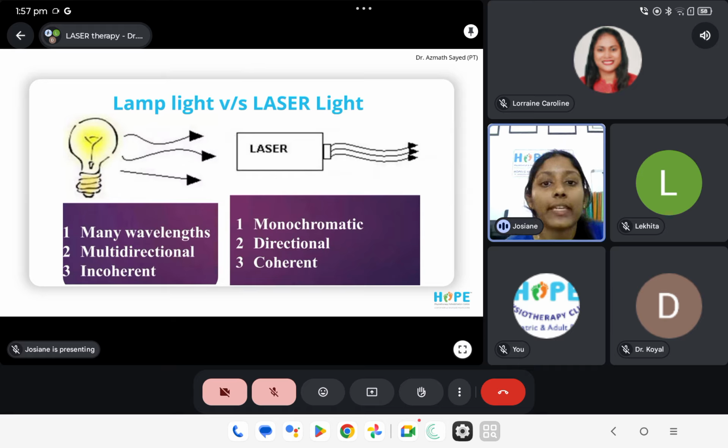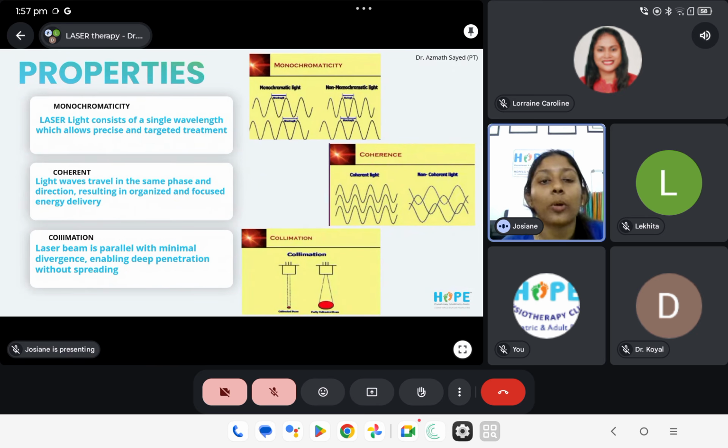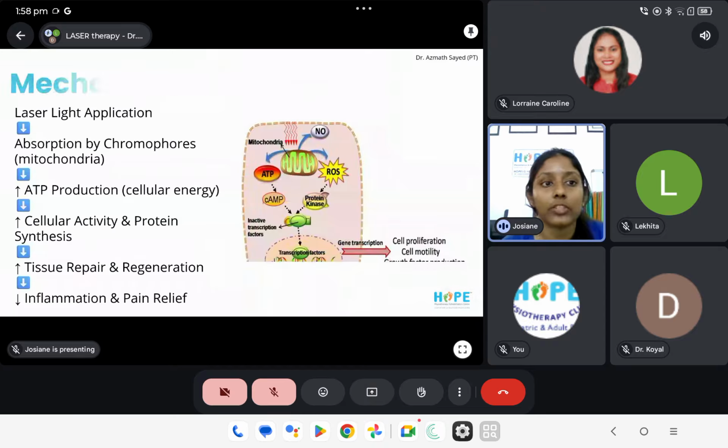In lamp light, there are many wavelengths, it is multidirectional and incoherent, whereas laser light is monochromatic, directional, and coherent. The properties of laser include monochromaticity, coherence, and collimation. Monochromaticity means a single wavelength; coherent means light travels in the same phase and direction; and collimation means the laser beam is parallel with minimal divergence, which helps in deeper penetration.